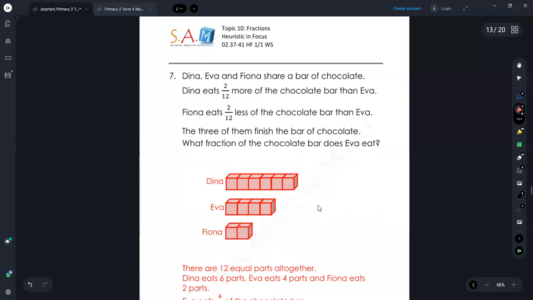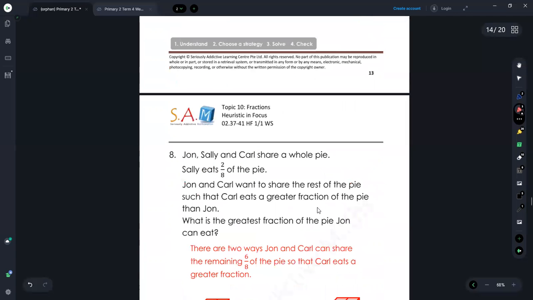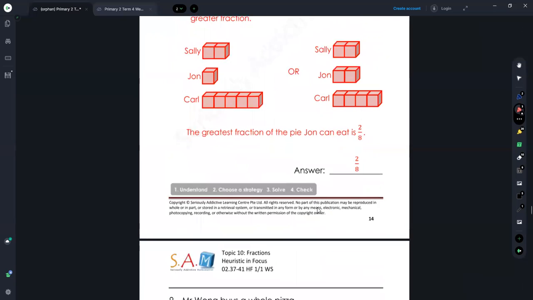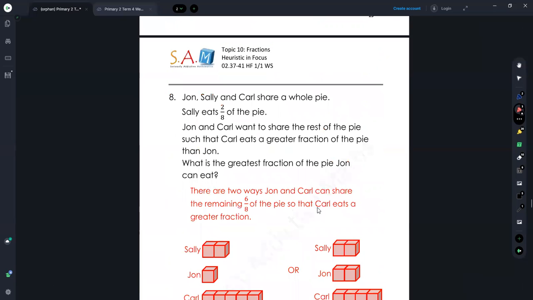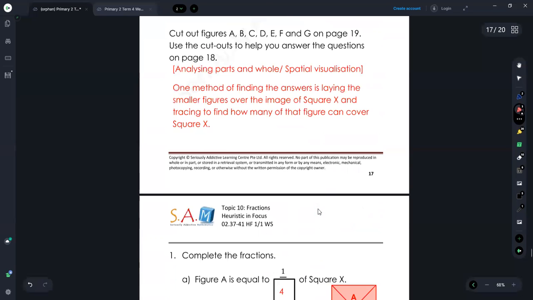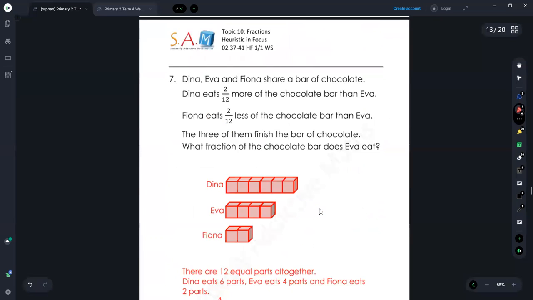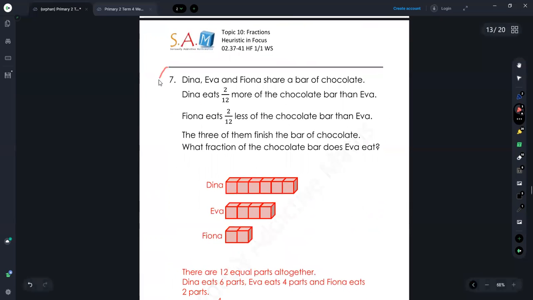Perhaps maybe one more question to do will be, yeah, maybe do question 7 with them. Dina eats 2 more of the chocolate bar than Eva. So this one they really need to figure out. They need to draw it out. So they can draw 12 parts and then figure out 1 by 1 and so on.